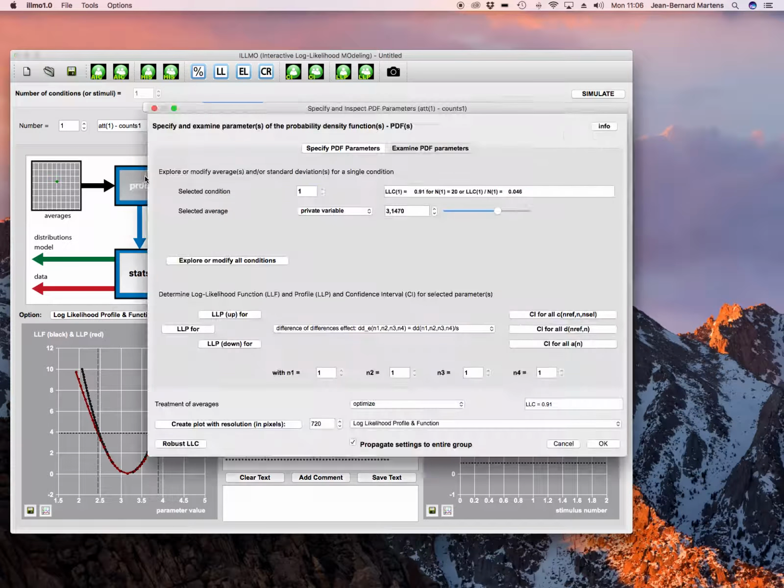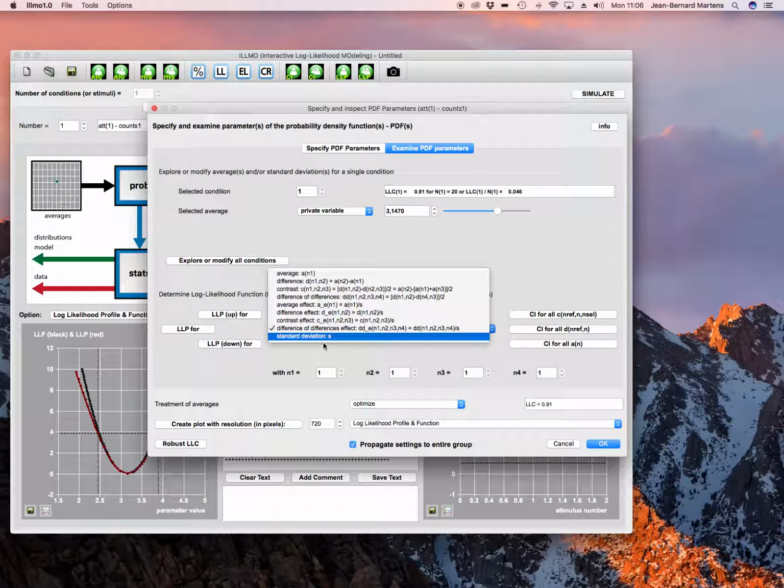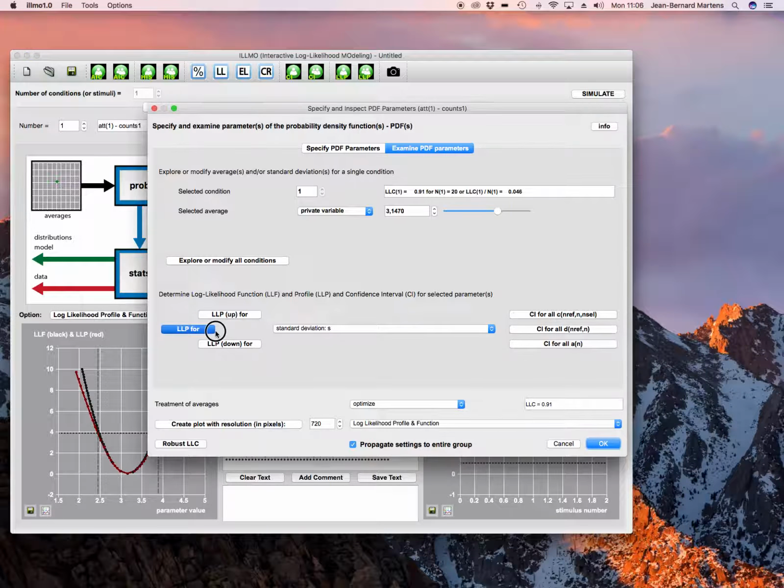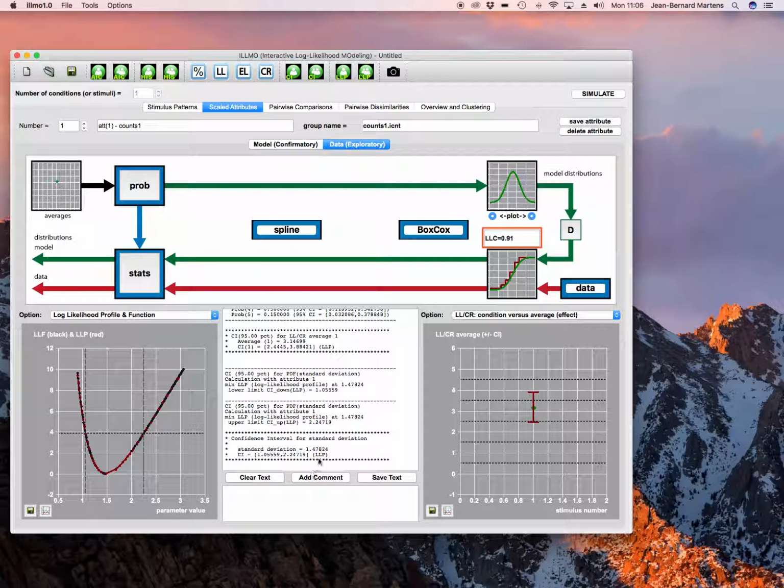for the standard deviation. And we see that there's a confidence interval. And so if the assumption, or the hypothesis, was that the standard deviation was 1, you see that it's just outside the confidence interval, so that hypothesis can be rejected with 95% confidence.